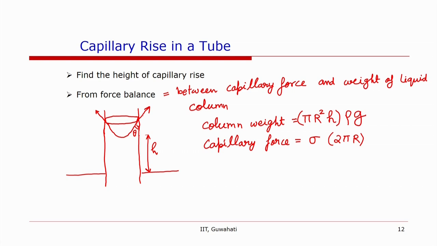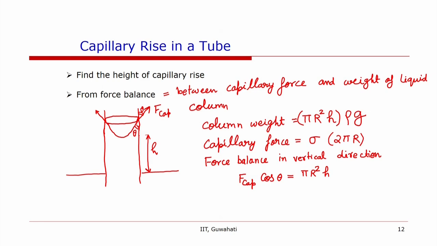So force balance in the vertical direction. Let us say this is F capillary. This angle is theta, so this angle is also theta, so F capillary cos theta is equal to the column weight, pi r square h rho g. Now please do not confuse that there will be two components of this, because the force is acting everywhere on this, so that combined is F capillary and the vertical component is F capillary cos theta.